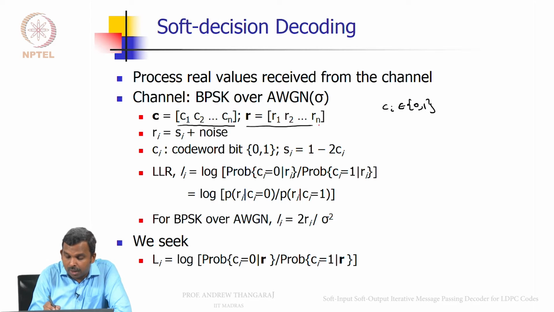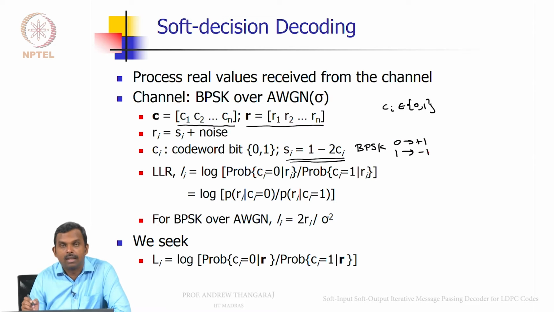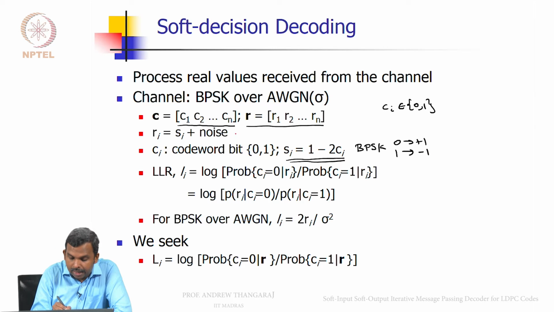This is the received value. Remember, Ci first gets converted into Si, which is the BPSK modulation. Okay, you can see the BPSK modulation here. 0 goes to +1, 1 goes to -1. Okay, it gets converted into a symbol, and then this is the received value. Okay, real value.